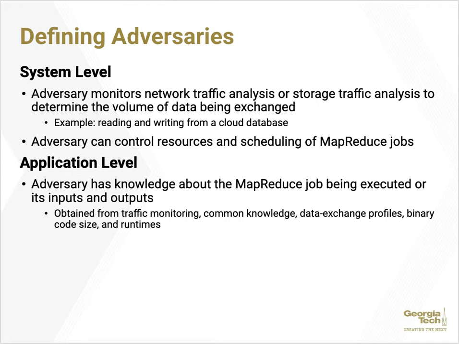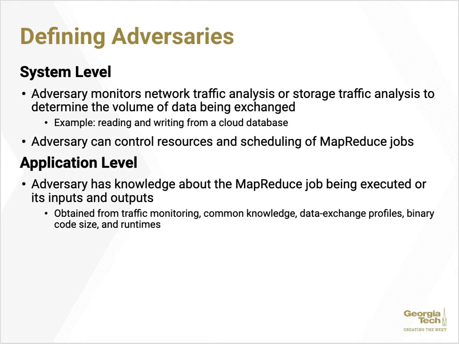So now that we've set up how a MapReduce job works and the type of hardware that it runs on, let's discuss the adversaries that Microsoft Research has kept in mind throughout this research study. The first of which is a system-level adversary. And this is an adversary that doesn't have information or background knowledge about the job that's being executed, its inputs or outputs. This type of adversary can monitor network traffic or storage traffic to determine the volume of data actually being exchanged.